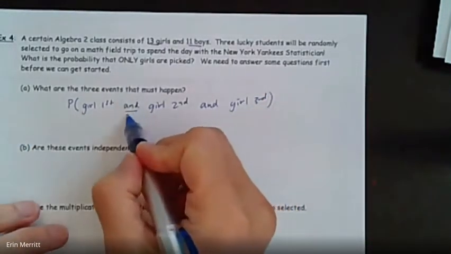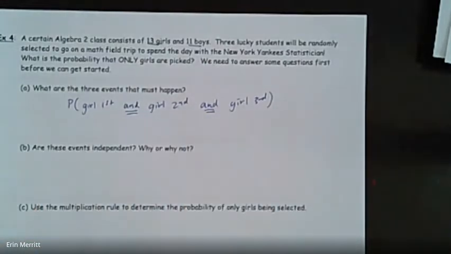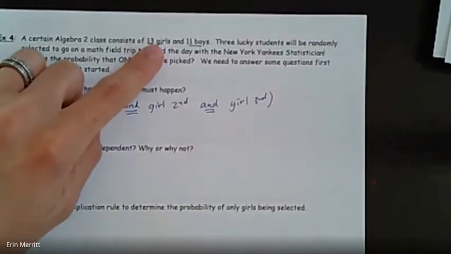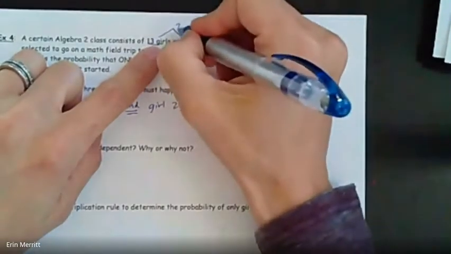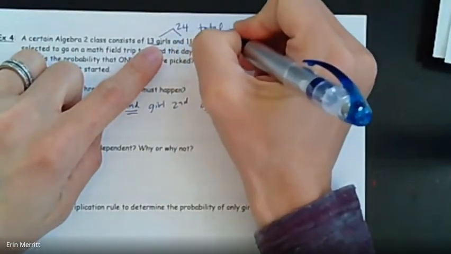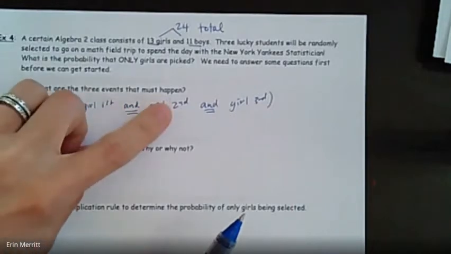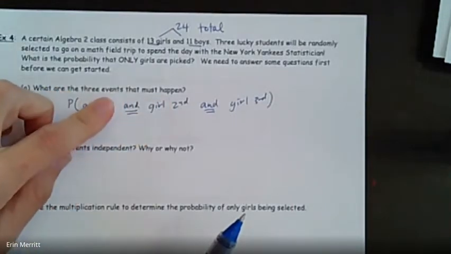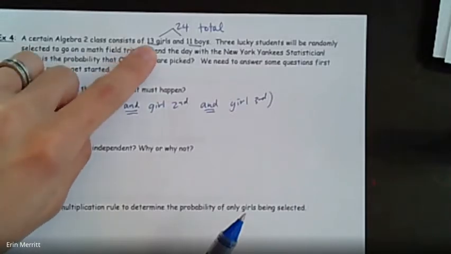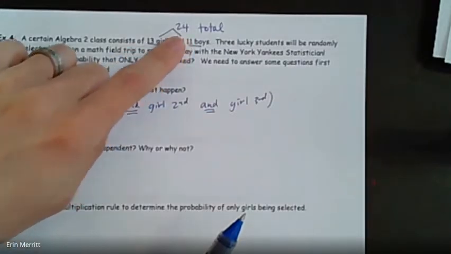All right. The reason we draw this out, you need the ands in here. So, and it says, are these events independent? Why or why not? Well, think about the probability of picking a girl the first time. There's 13 girls to pick from, out of 24 total. If you pick the first girl, you can't pick her again. So as soon as she's out of the mix, the probability of picking a girl the next time now changes. It would only be 12, and there'd only be 23 students.